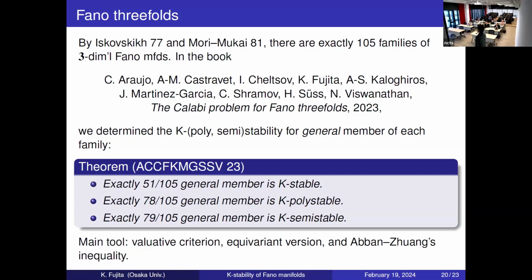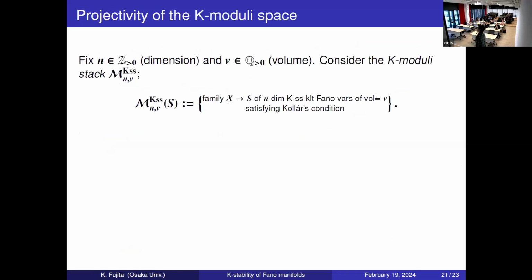But I should mention that there are many other progresses. One of the big progresses is about moduli theory, the projectivity of the K-moduli space. I will explain very briefly about the recent very big progress by Chenyang Xu and others. Fix the dimension n and the anti-canonical volume V. Let us consider the K-moduli stack.